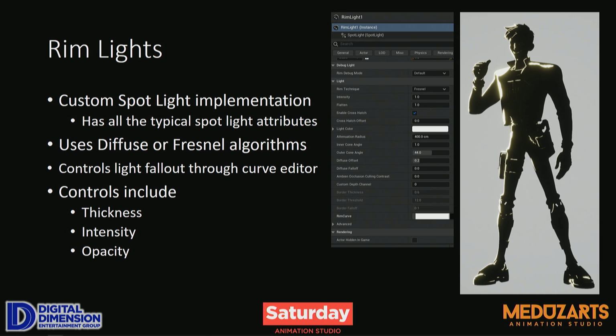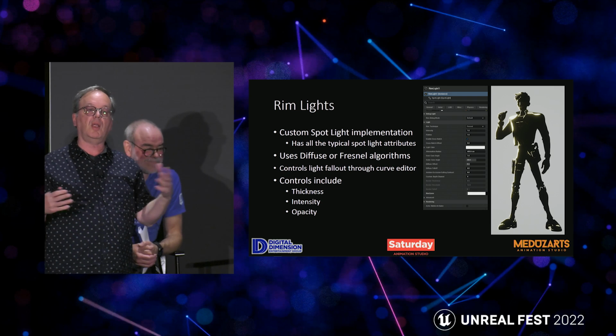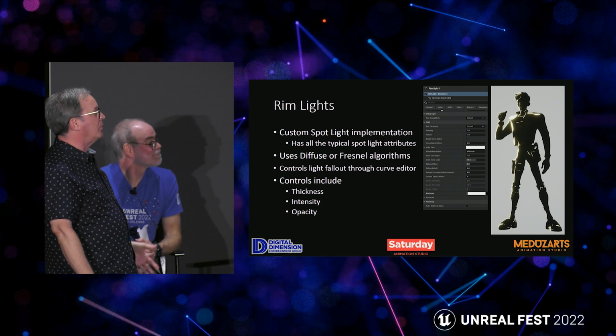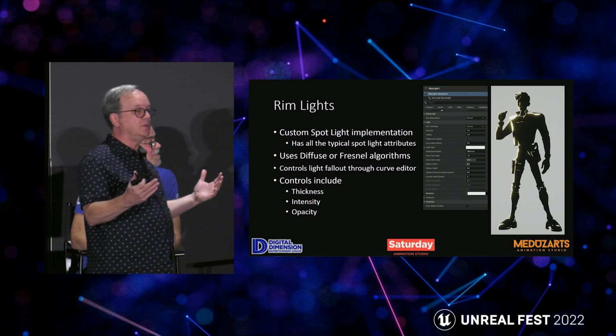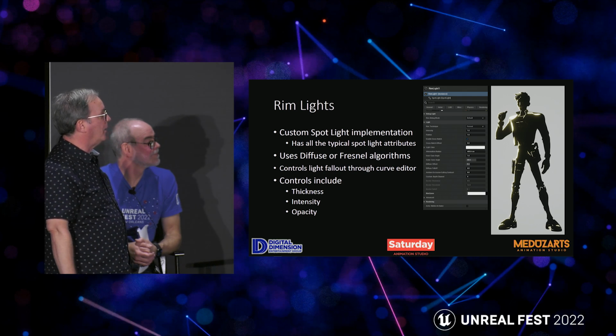The last thing is the rim light. It's not really a material node. It's actually a custom rim light, so again, we modified the game engine. We came up with our own custom spotlight implementation. It's got all the typical variables and parameters that you can recognize in typical spotlights. We have two implementations of it, diffuse and Fresnel, depending on what kind of effect you want.